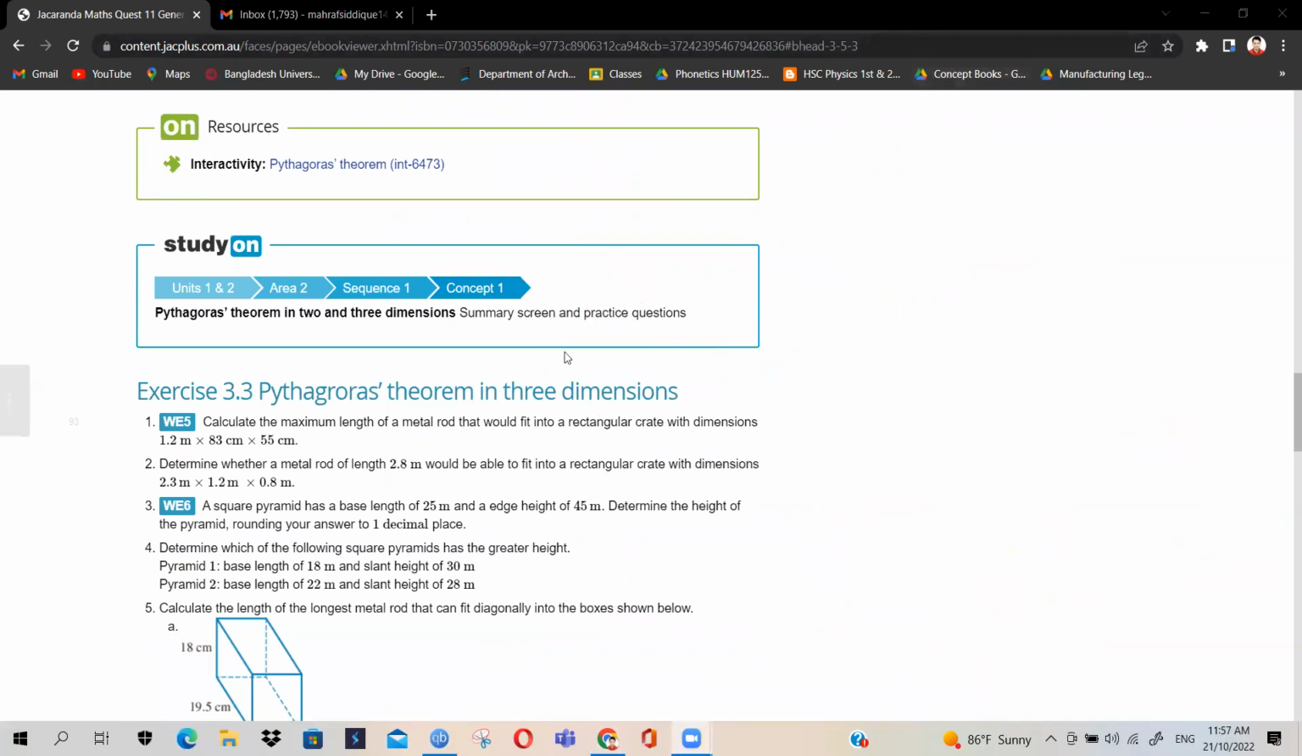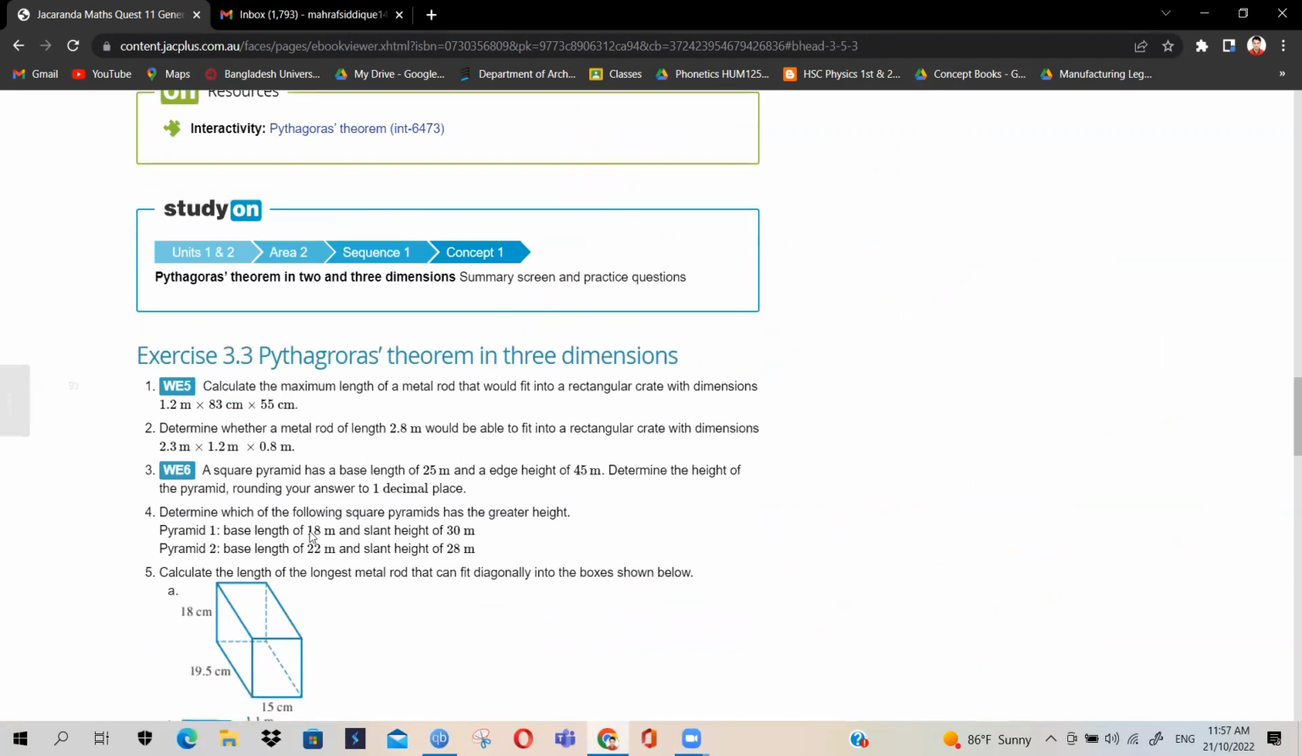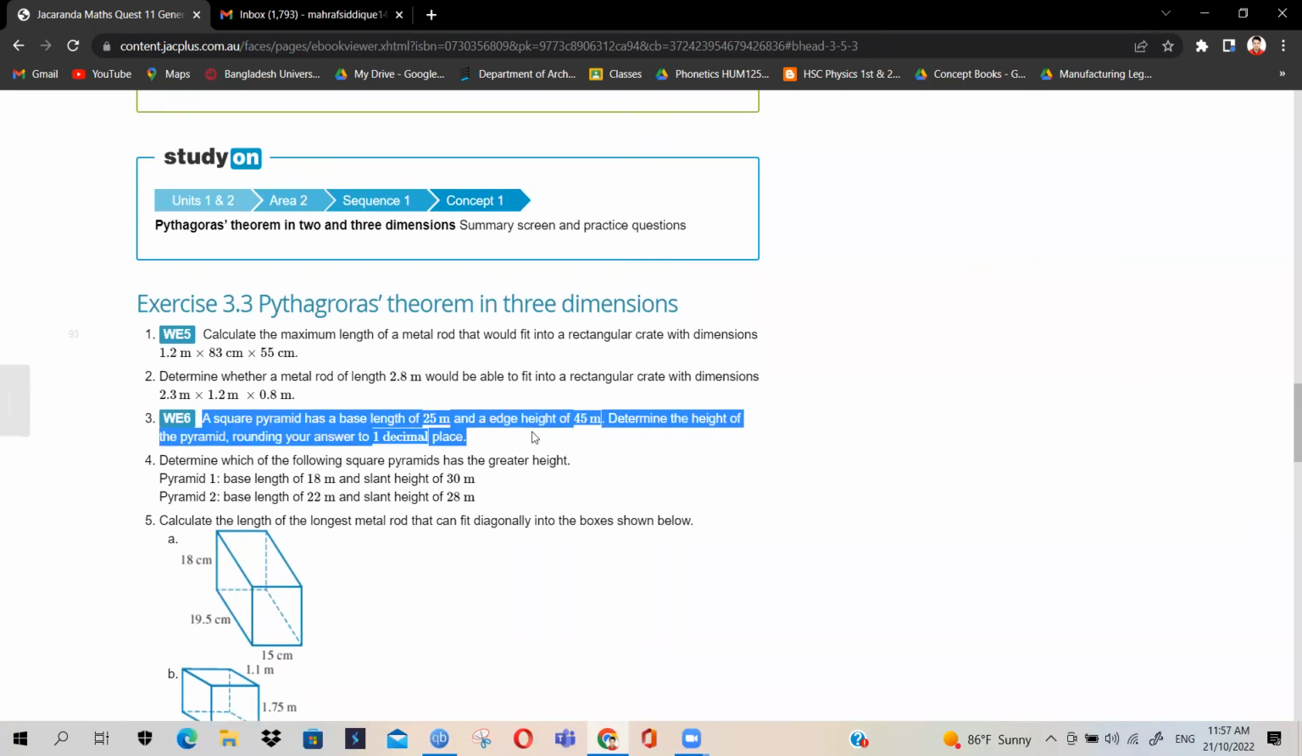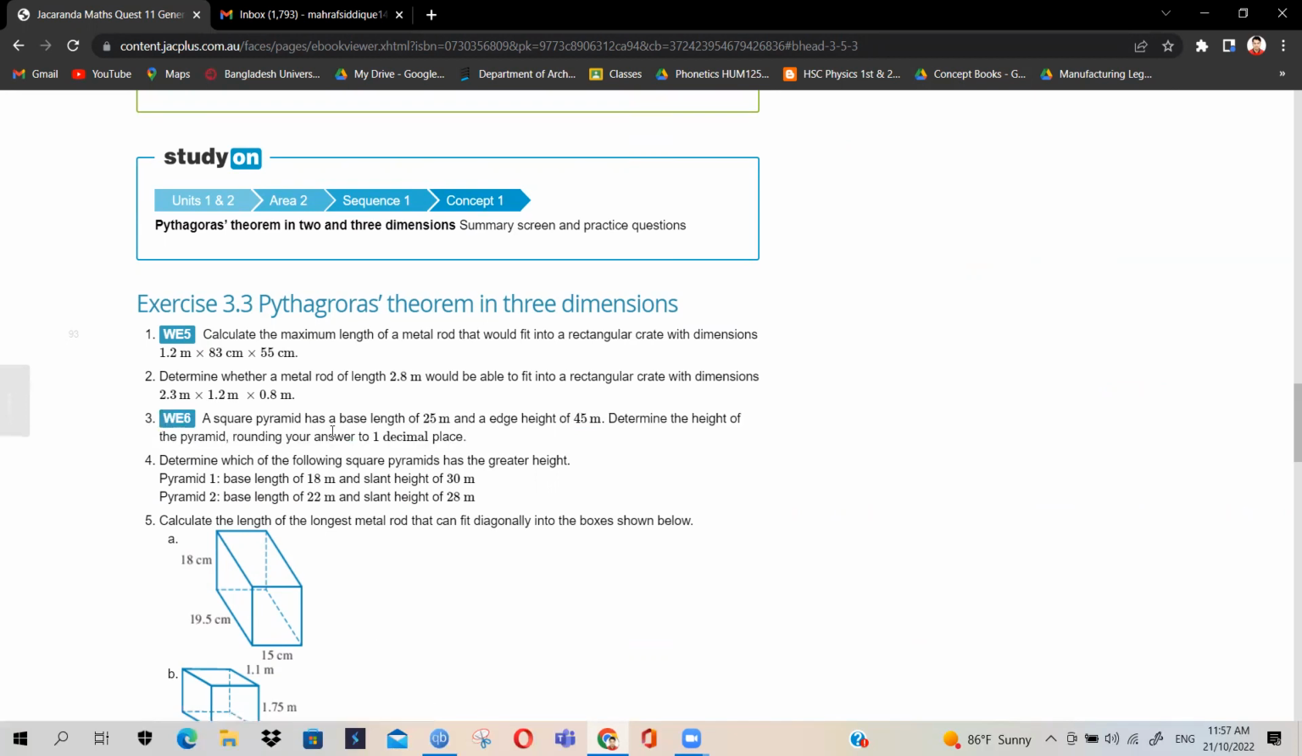So now let's calculate the maximum length of a metal rod that would fit into it. Okay, so rectangular crate. So obviously just root over these three. Again, root over these three. Okay. So again, a square pyramid. So I will suggest you do this one. This is a very important one. Number three, you should perform it at home.